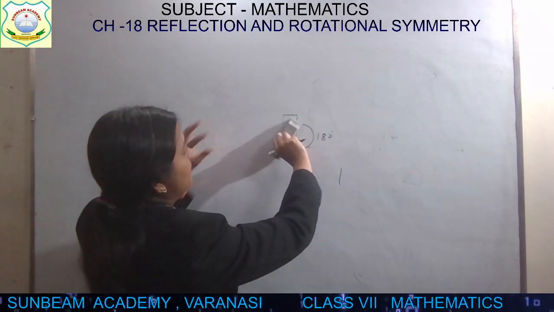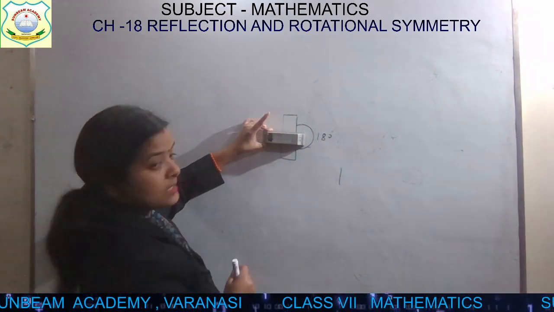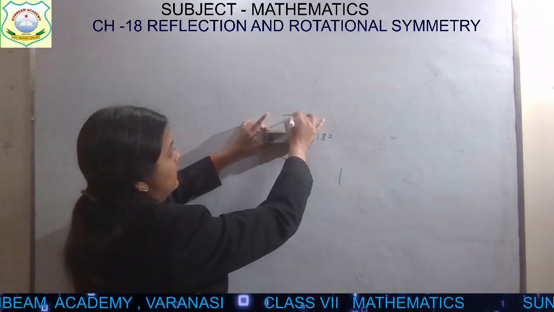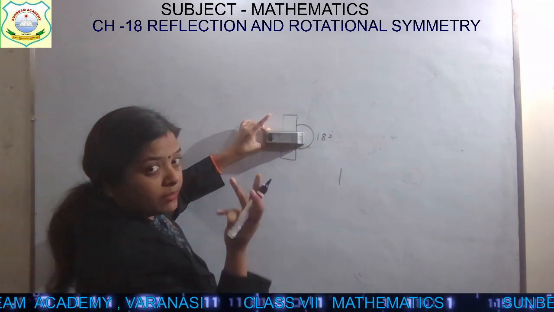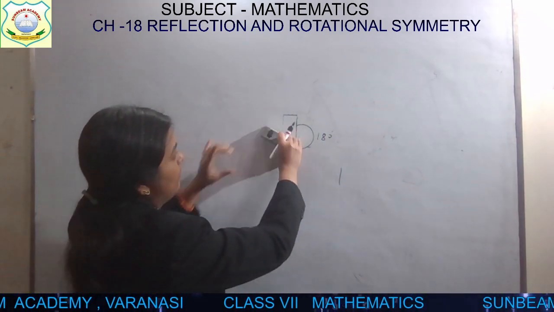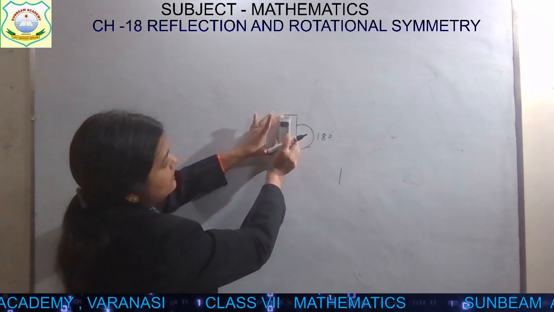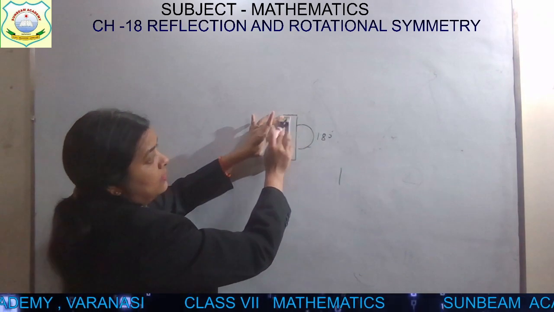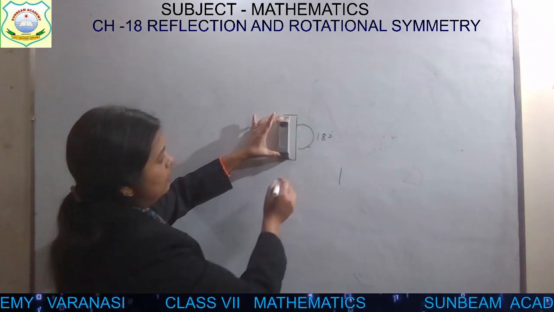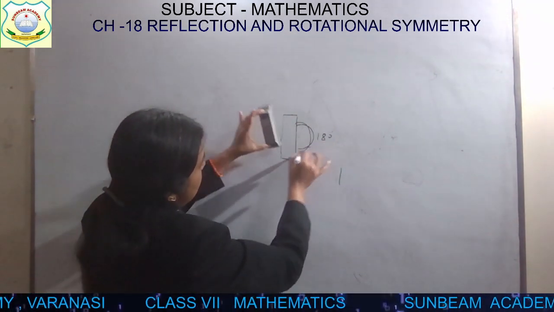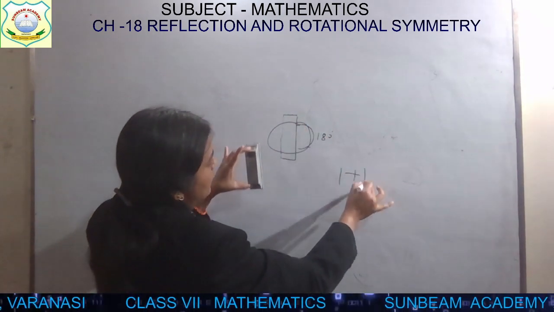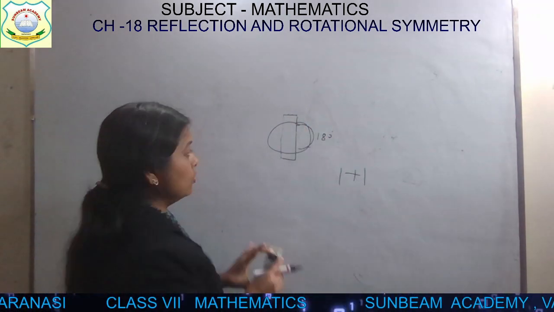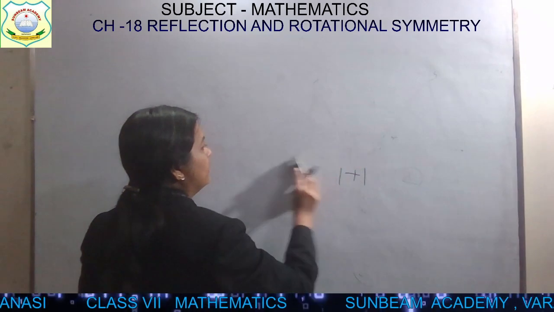Then again rotate it. So it is 270 degrees from the original, beta. Original se 270. But we are not getting the shape. So now again rotate it. And now it is coming back to its original, because see, this is the original mark. Okay. So now in a complete 360, you are getting the same figure again. So total two times you will get the same figure.